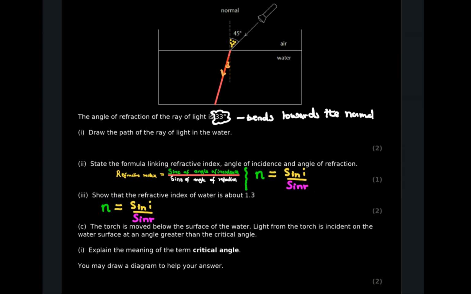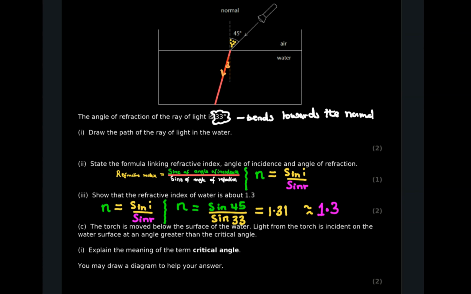Remember, we know that refractive index equals sine i over sine r, and in our case the angle of incidence is 45 degrees, and the angle of refraction here is 33 degrees, because it was given on the diagram below, the one that I've circled. Then if we work this out, we are going to get our answer as follows. Make sure you are using your calculator properly in order to get the correct answer. So we have 1.31, and this is approximately 1.3, the one that we were supposed to show.